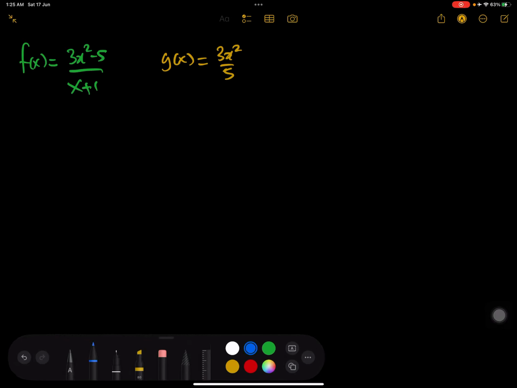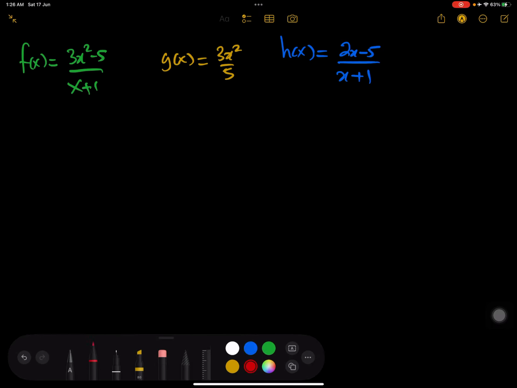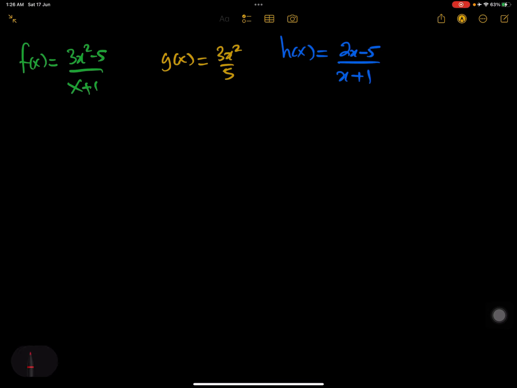And then we also had h of x equal to 2x minus 5 divided by x plus 1. Now, let's imagine that we're being asked to look for h of f of g. How are we going to go about this?